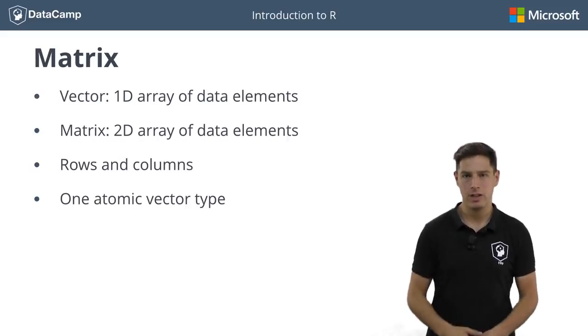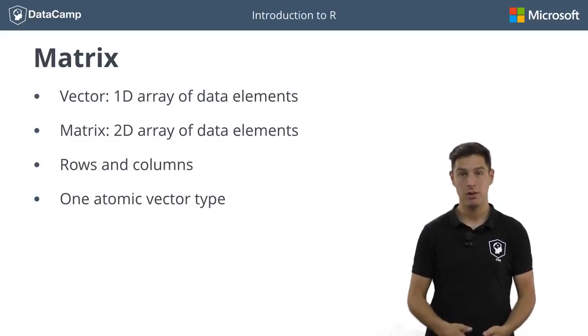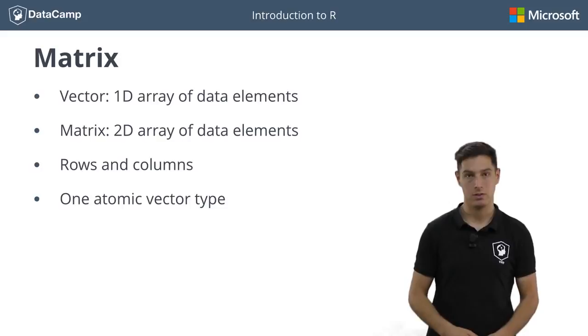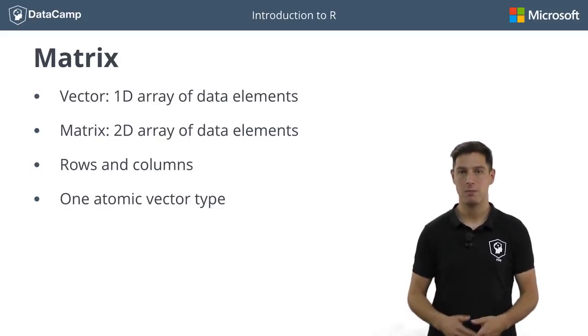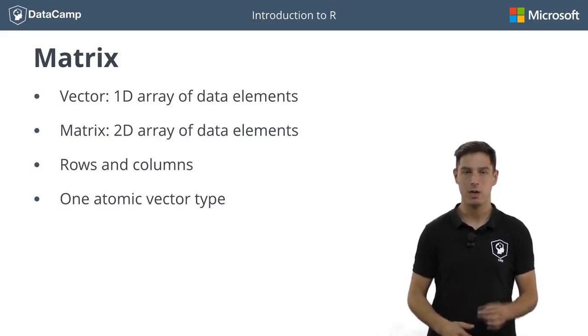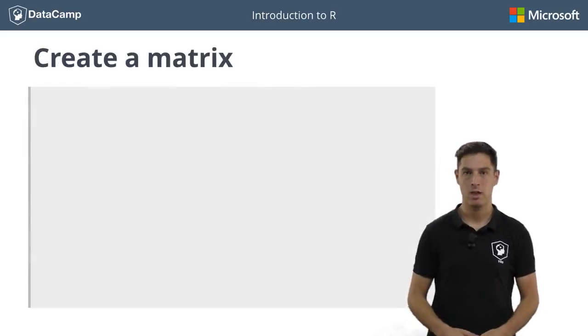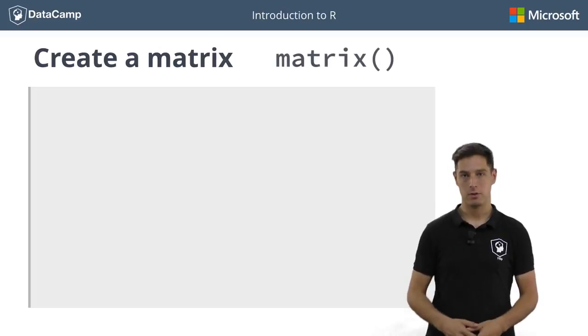There's really not much more theory about matrices than this. It's really a natural extension of the vector going from 1 to 2 dimensions. Of course, this has its implications for manipulating and subsetting matrices, but let's start with simply creating and naming them. To build a matrix, you use the matrix function.